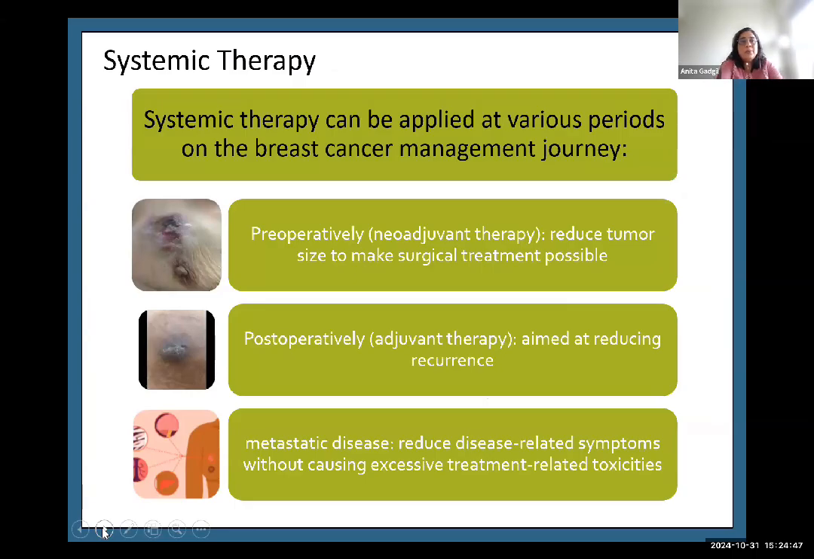Systemic therapy can be applied at various periods in the breast cancer management or journey. First picture is not new to you guys, nor is it to me, because in most of the LMICs, this is the stage and presentation, which is large, advanced tumors, fungating masses, and so on and so forth. In those, you can give neoadjuvant therapy, reduce the tumor size as we discussed, and make surgical treatment possible. Secondly, post-operatively, as an adjuvant therapy, when you do a breast conservation or a high disease burden in mastectomy. Third is when the disease has spread, metastatic disease, the systemic therapy is the mainstay of treatment there to reduce disease-related symptoms and downstage the tumor at that point.